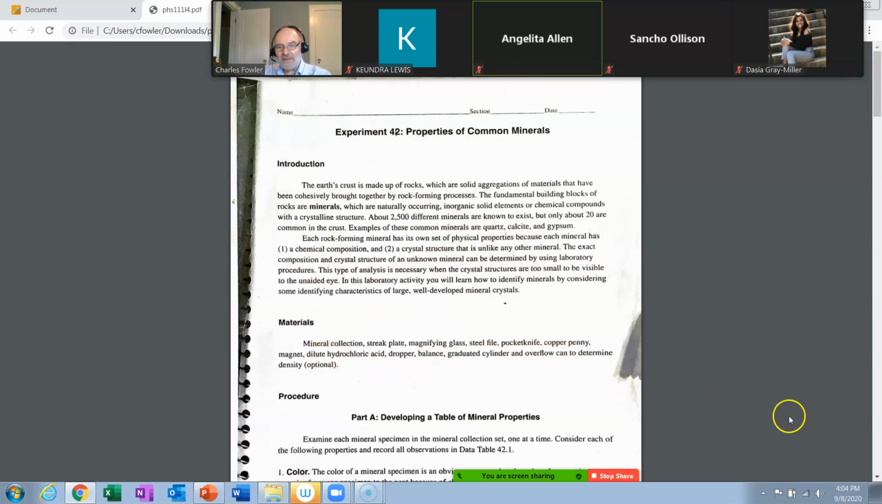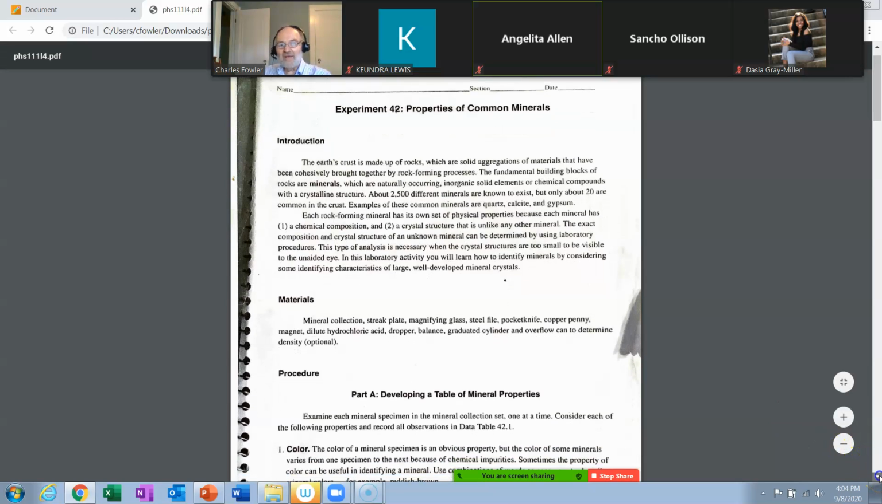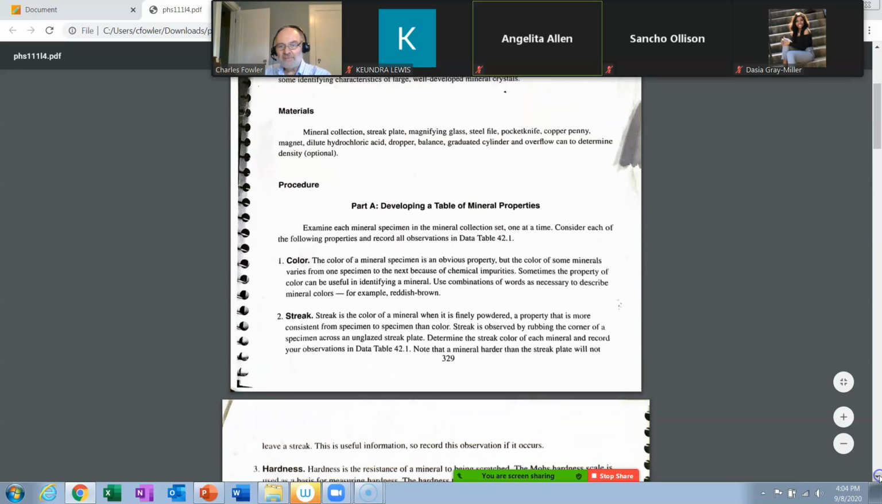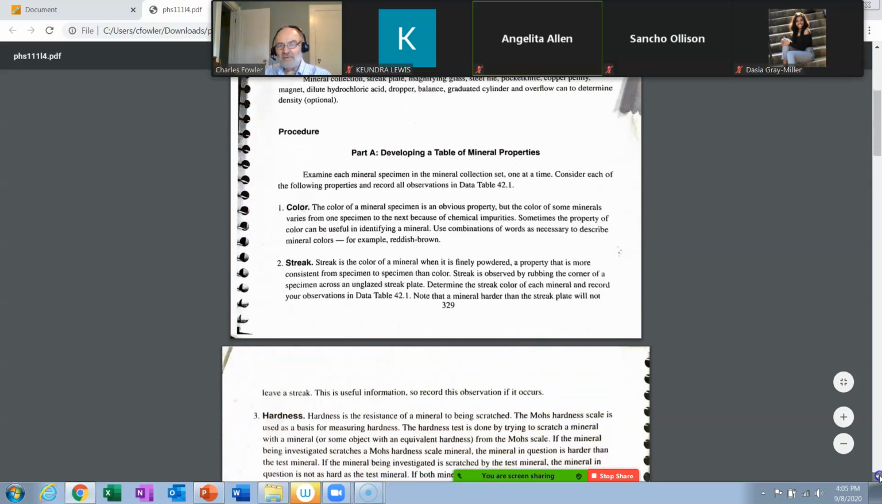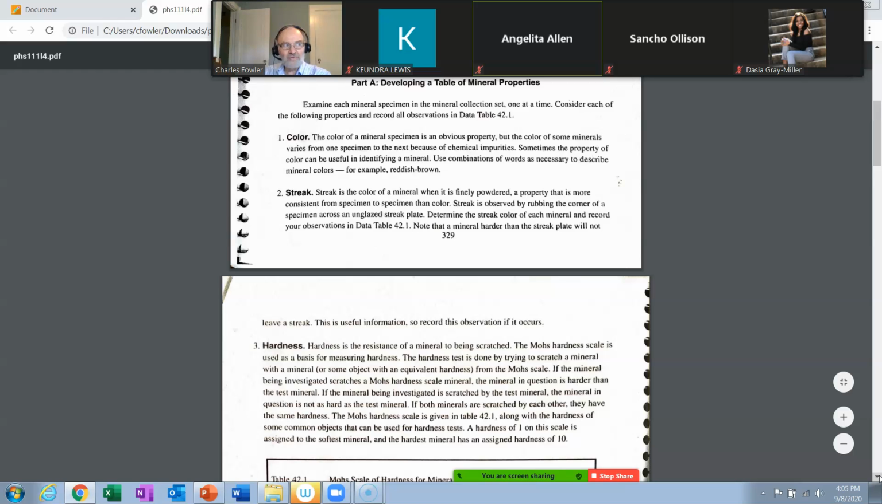It says develop a table of mineral properties. What we're going to do is record a table of mineral properties. And they're talking about the things from chapter 17. We had exactly these talked about, not quite in the same order, but close enough. Color, remember that's the most obvious one to see.